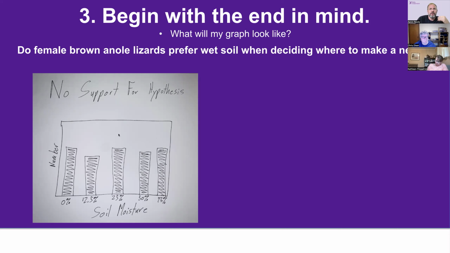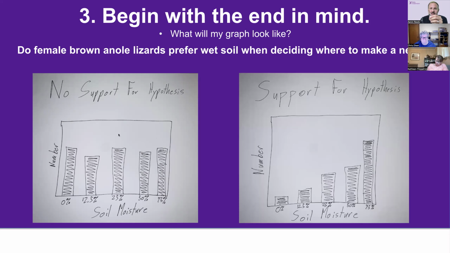And then conversely, this was the drawing of the sketch when the hypothesis was supported. So if there was a preference, what would that look like? And there's actually a couple of different ways the student could have drawn this. Here you've got this soil moisture where you can see it's progressively the bars are getting higher as you move over to the wetter soil moisture. So this shows a clear preference for soil moisture.